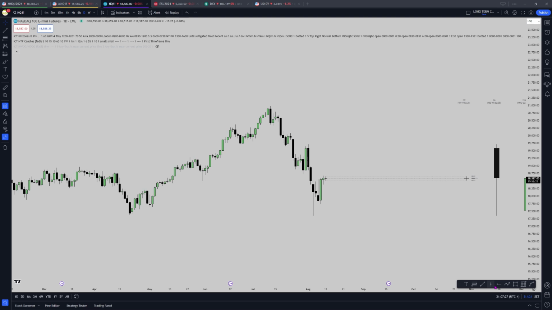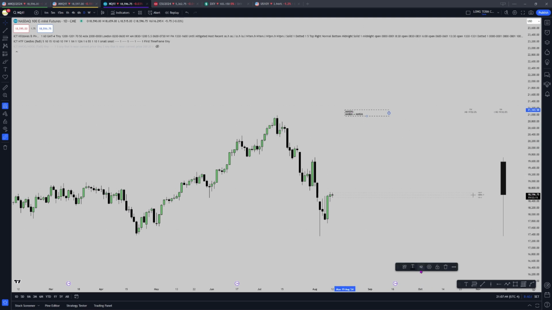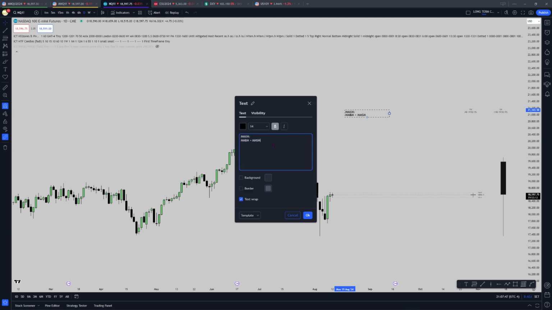So many of you guys have probably heard of market maker models. There are two kinds of market maker models: a market maker buy model and a market maker sell model. Each model has three important parts. The first key level or area would be your original consolidation level, and you're going to have two stages of accumulation.